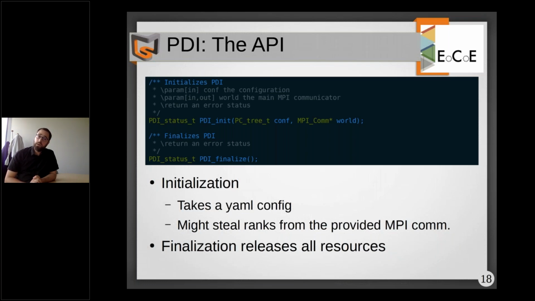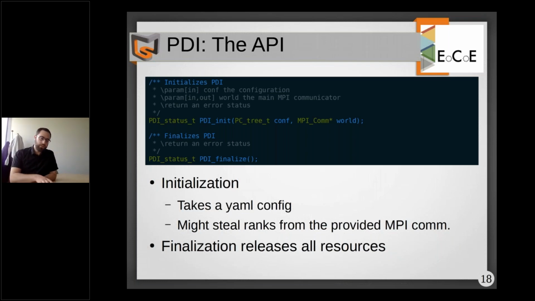The first two functions available are the initialization and finalization functions. These are very simple functions. The initialization function should be called at the start of the initialization of the code. It takes a reference. The PC3 conf parameter is a reference to a YAML configuration file where you specify everything you want to do. And it also takes an MPI communicator.